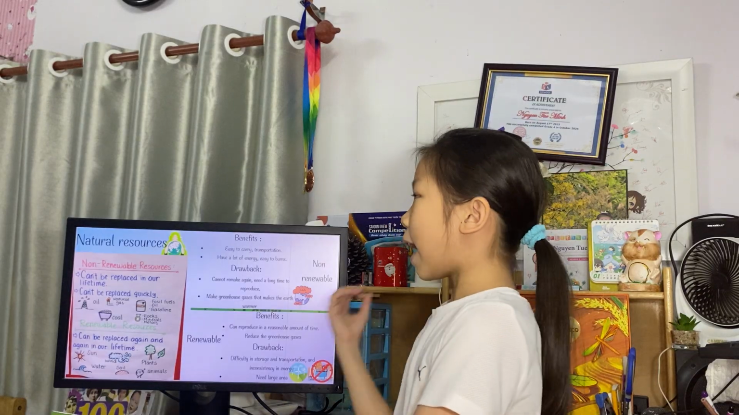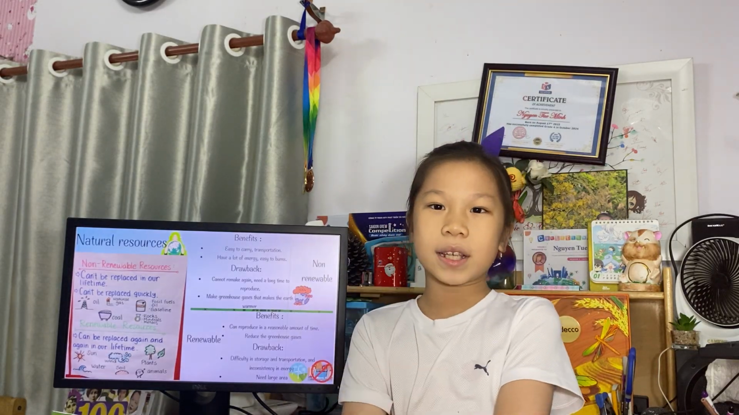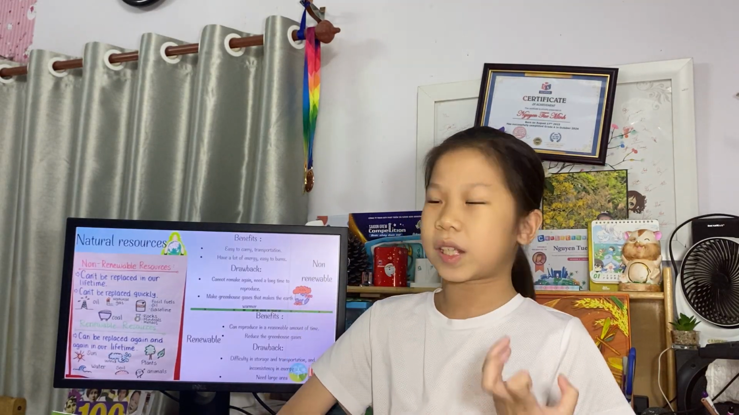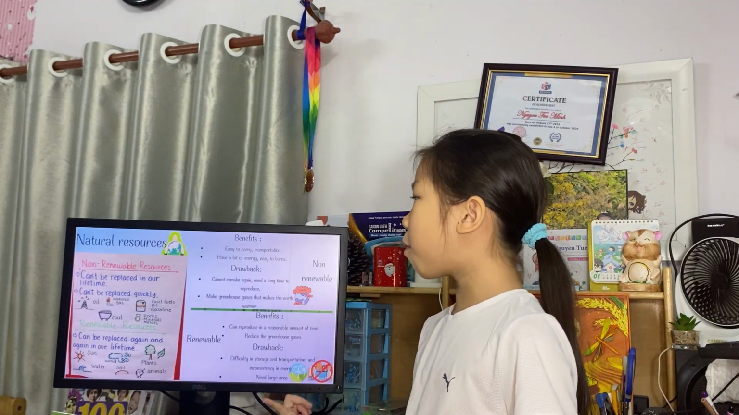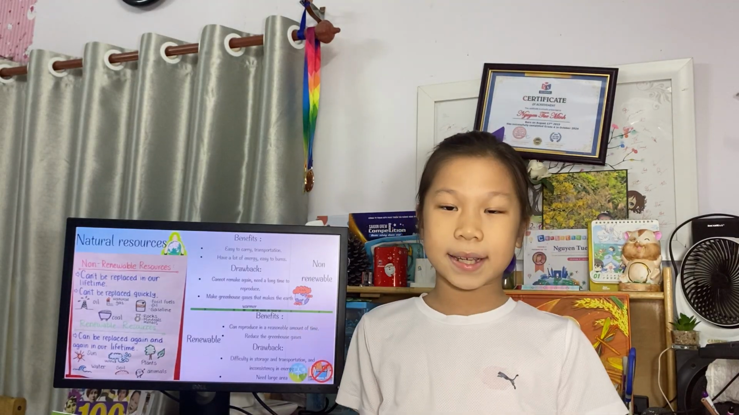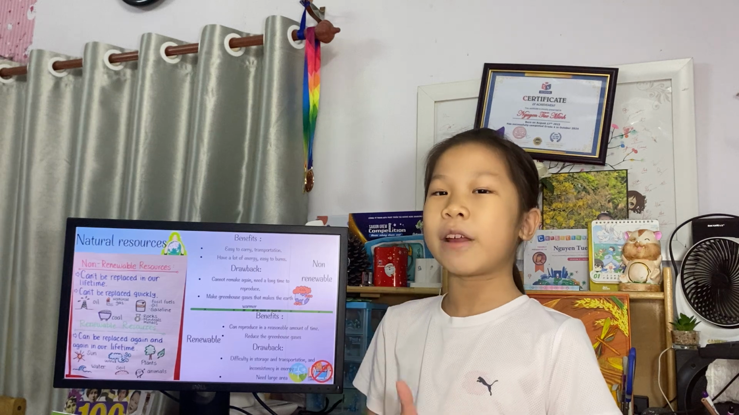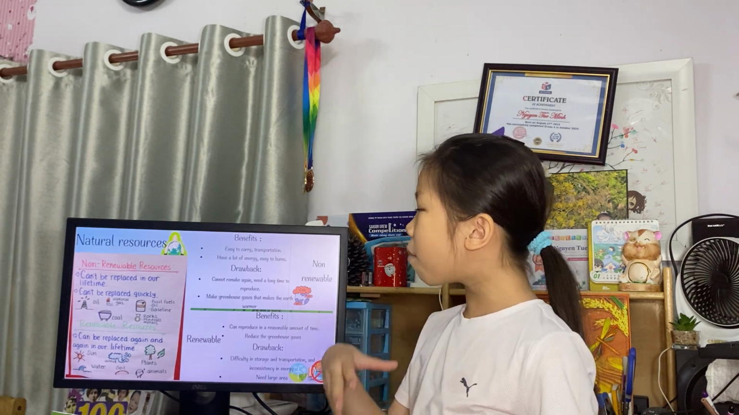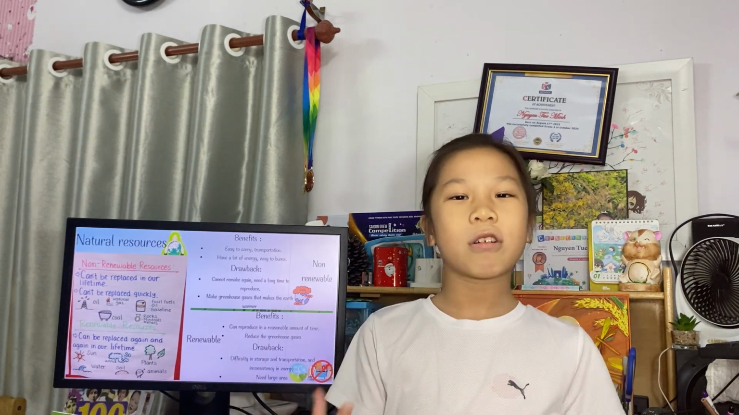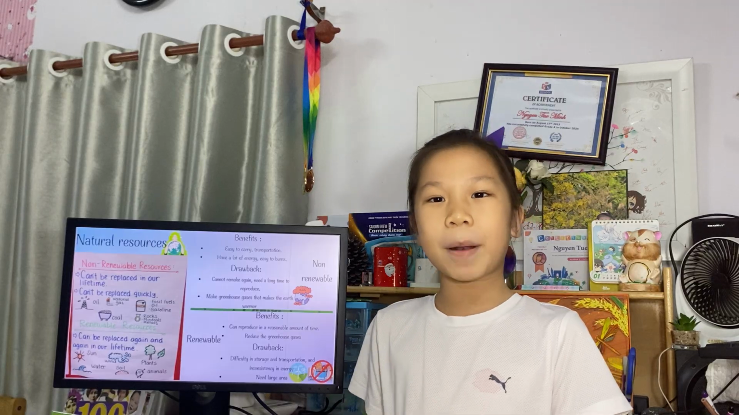Remember, natural resources are the resources that come from nature, and non-renewable resources are the resources that cannot be replaced, and renewable resources are the resources that can be replaced.